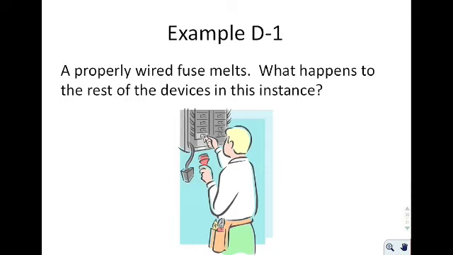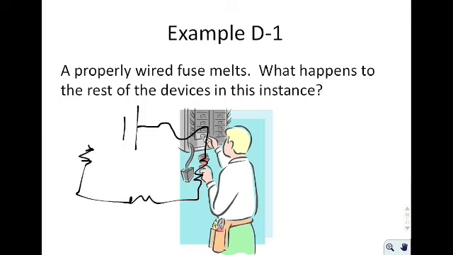Since a properly wired fuse melts, what happens to the rest of the devices? And so we've talked about this. You have this idea of this voltage source, and there's a fuse right there, and then everything else that's behind it. So we put lots and lots of resistors behind it. But once you break the circuit, there is no longer a complete path for the charge to travel. So because of that, they all turn off.